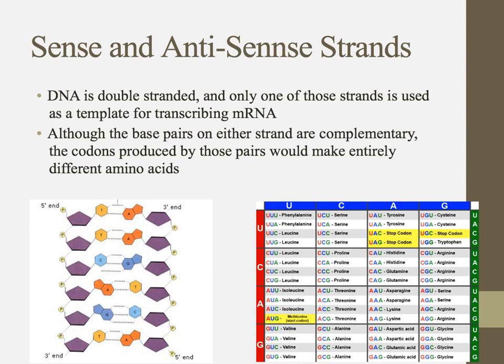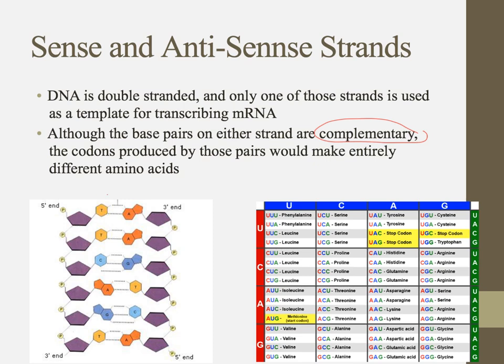Now, one of the unique features of DNA is that these strands are complementary. They are not identical. So what do I mean? Well, on one strand, we have one set of codes, and on the other strand, we have a different set of codes. They are not identical. Again, they're complementary. So although the base pairs are complementary, if we were to use one strand to make a set of amino acids, that would be an entirely different set of amino acids than if we use the other strand.